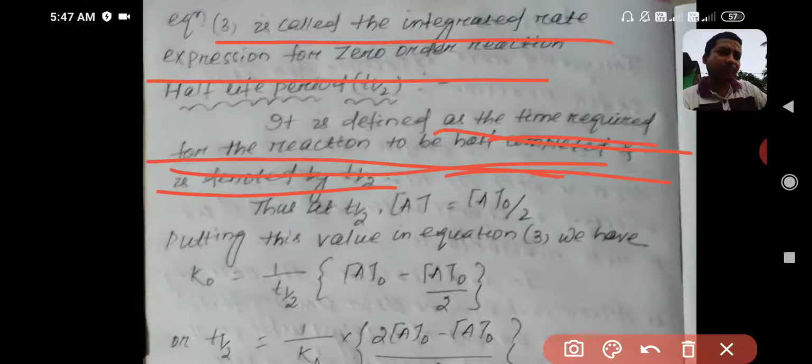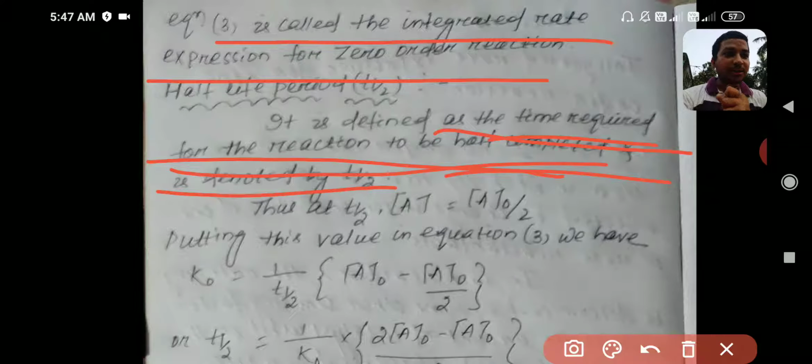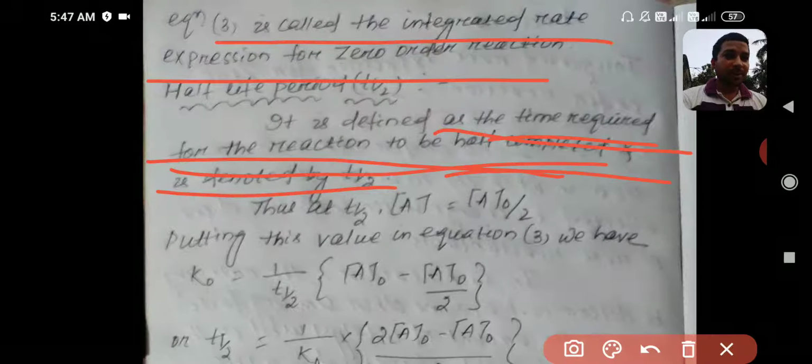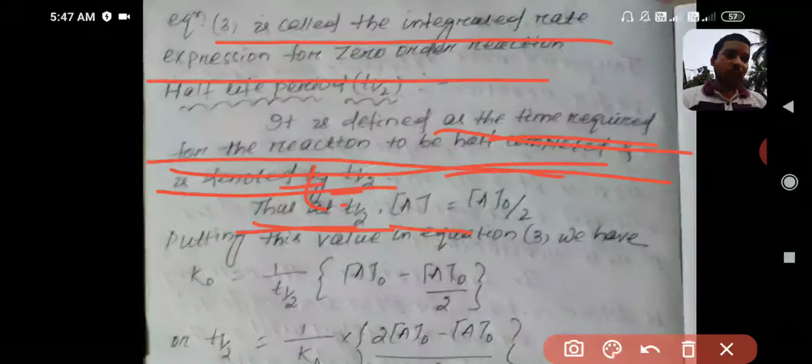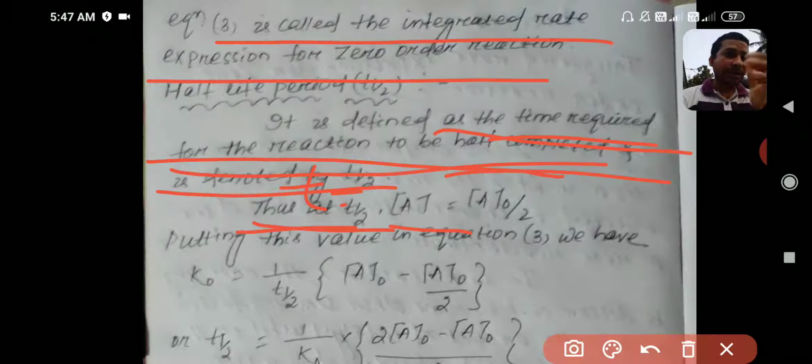Very simple definition. The reactant needs to be consumed to its half concentration. Whatever the concentration is, if the concentration of reactant is reduced to its half, then it is known as your half-life period. Clear? Thus, at t equal to t half, the final concentration will be reduced to the initial concentration divided by 2. That means the final concentration will decrease to half of its initial concentration.